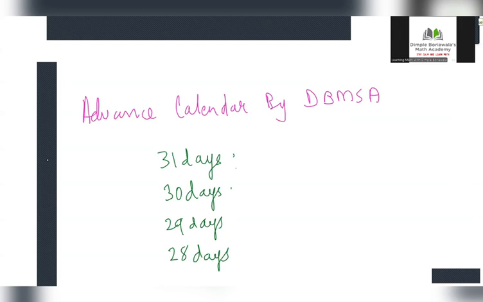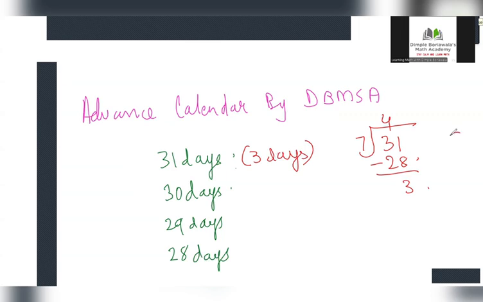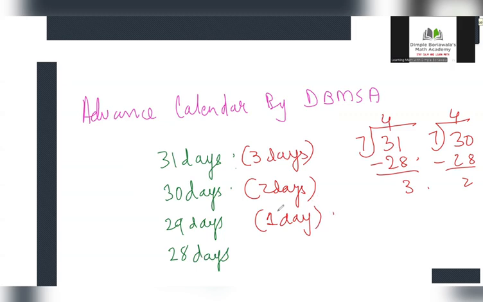So, for example, 31 days. When you divide 31 by 7, 4 sevens are 28, remainder 3. So that means 3 days will come 5 times in a month. 30 when you divide by 7, 4 sevens are 28, remainder 2. So that means 2 days will come 5 times in a month. 29 when you divide by 7, remainder is 1. So that means 1 day will come 5 times in a month. 28 is completely divisible by 7. So 0 days will come 5 times in a month.